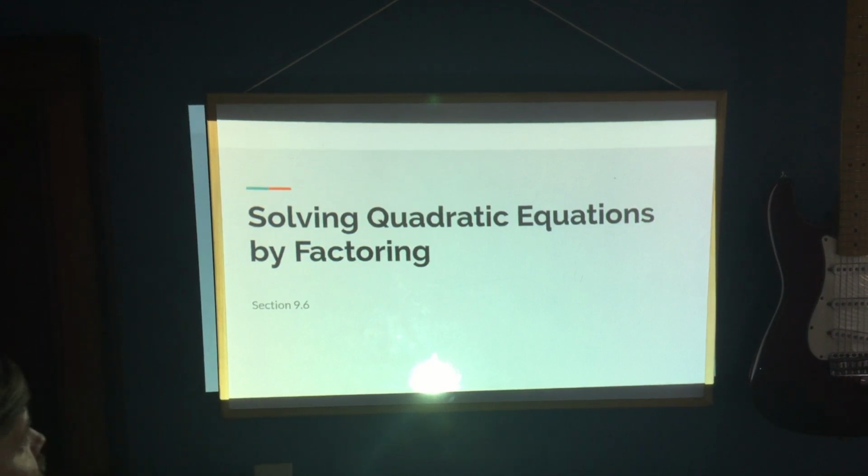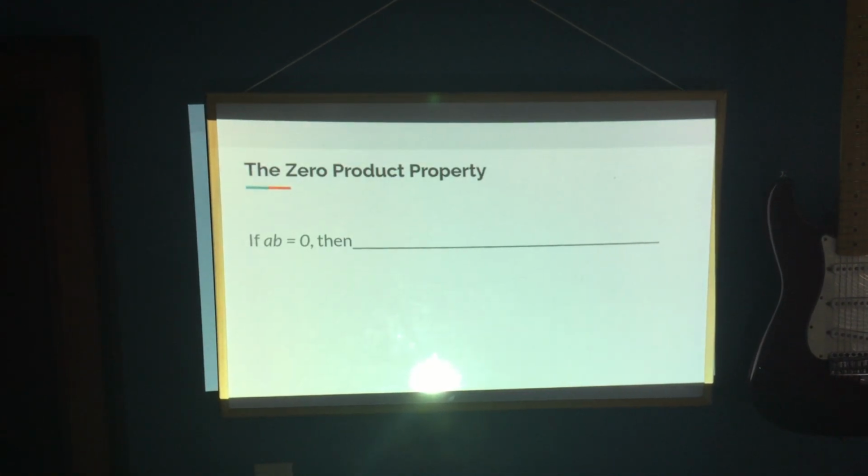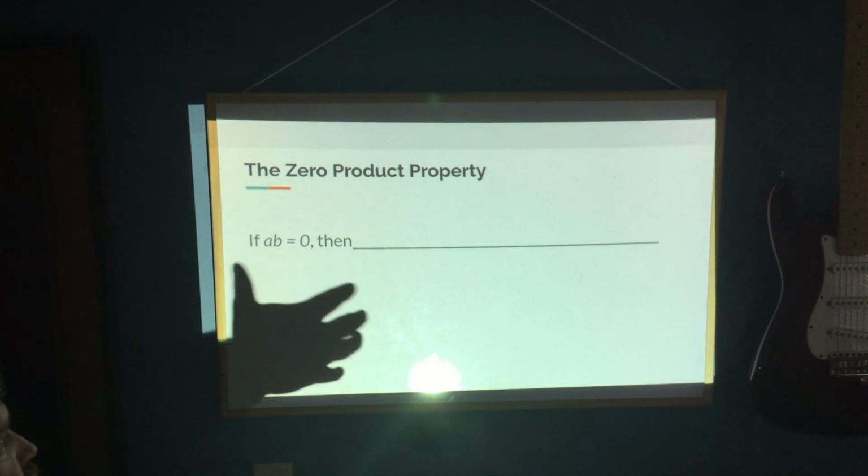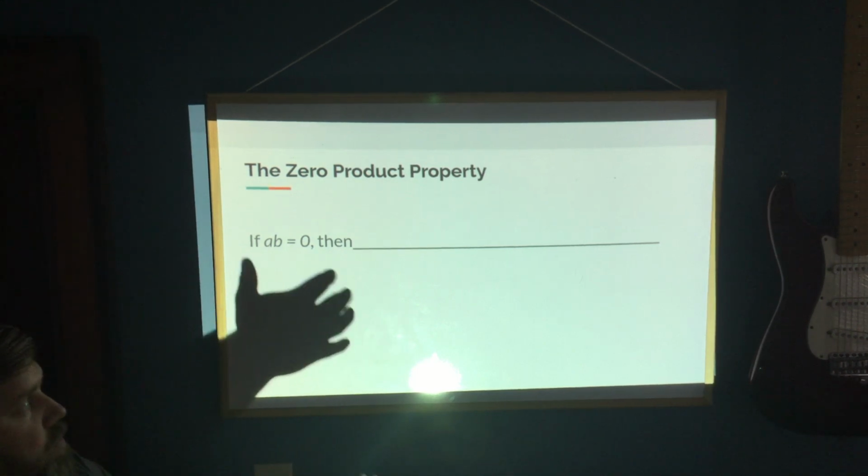Alright, so we're going to start out by doing something that doesn't seem like it fits in anywhere, but it actually ends up being a huge deal. We have the zero product property. I have the first half of it here, the if statement. I'm going to fill in the then statement with you and explain it a little bit. It says if AB equals 0, so in other words, if A times B equals 0, then what?